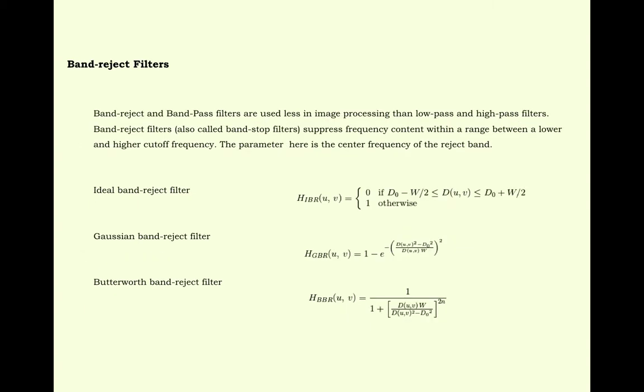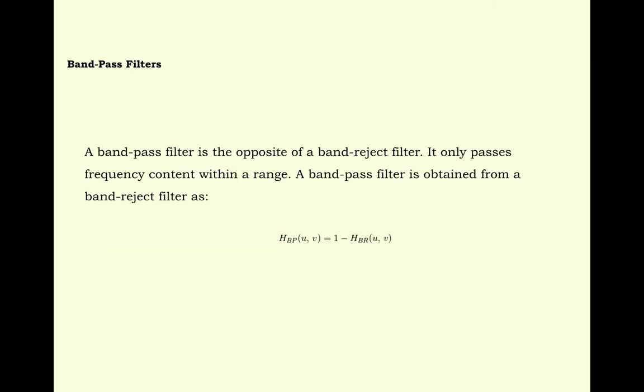The band reject filter is shown. The first one shows the characteristics of the ideal band reject filter, the Gaussian in the next one, and the Butterworth is the last one. Now band pass. The band pass filter characteristics is equal to 1 minus the band reject filter, and it is shown by this equation.